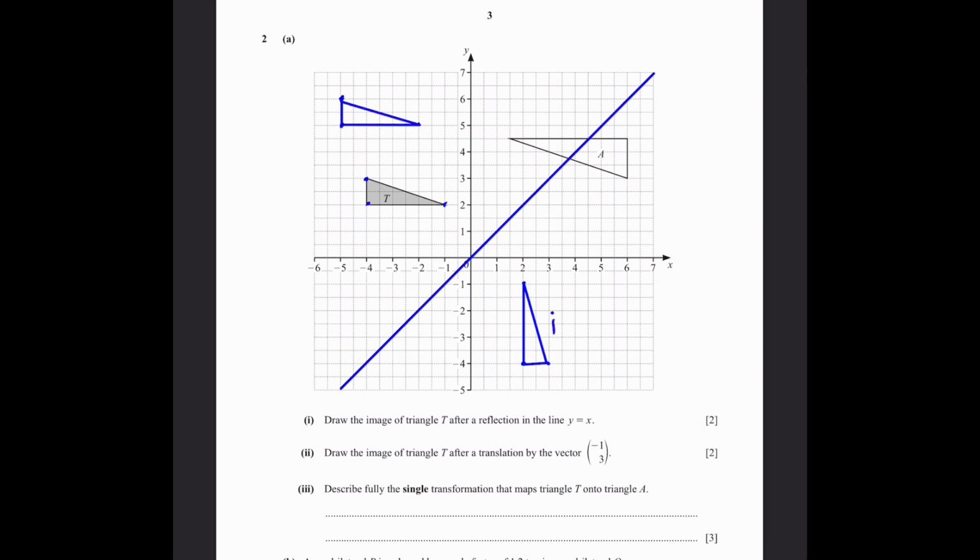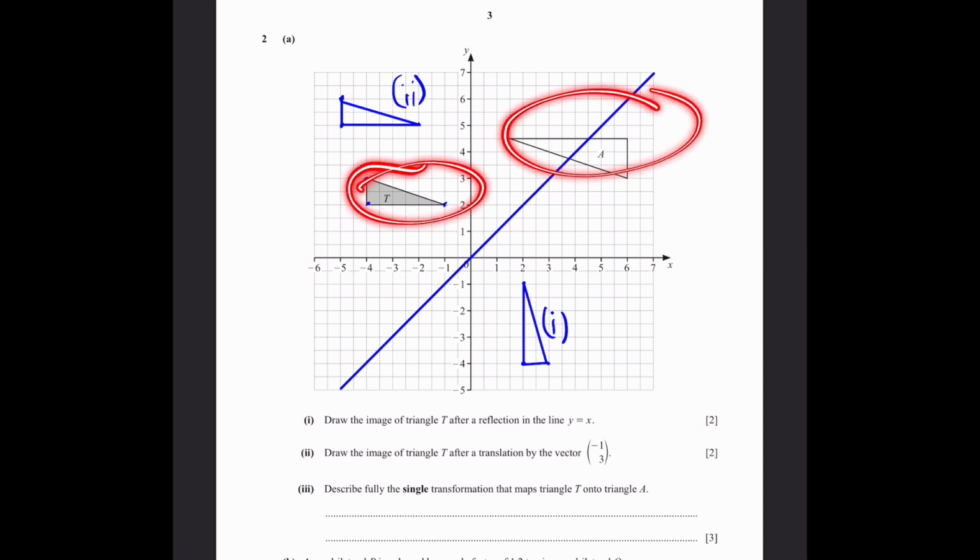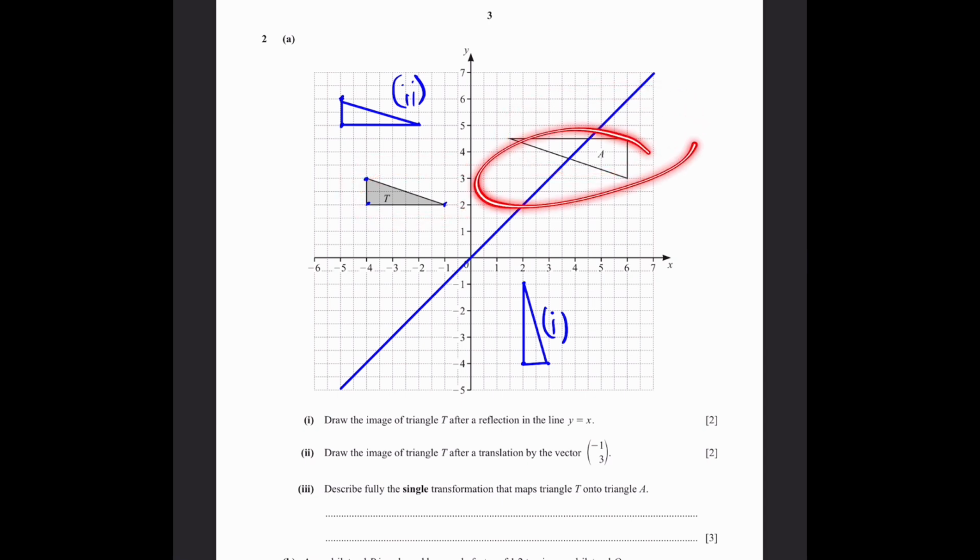By the way, this is the one for part 1. There's the one for part 2. That's the answer. Now go to part 3. Describe fully the single transformation that maps triangle T onto triangle A. First of all, we can see the triangle A is larger, which means it's enlargement. So, enlargement.